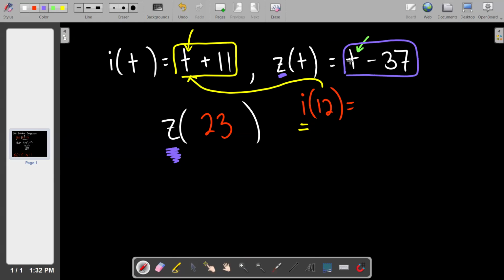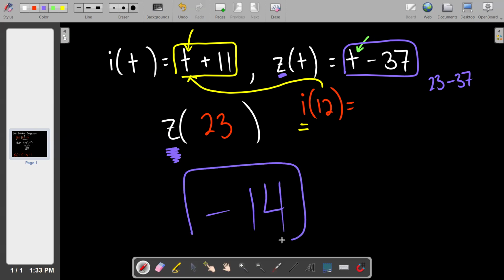And evaluating a function is as simple as taking the letters and simply pulling them out and putting numbers, food numbers, in their place. So if I change that T with the green arrow pointing at it to 23, what is 23 minus 37? Then the answer to this problem is negative 14.